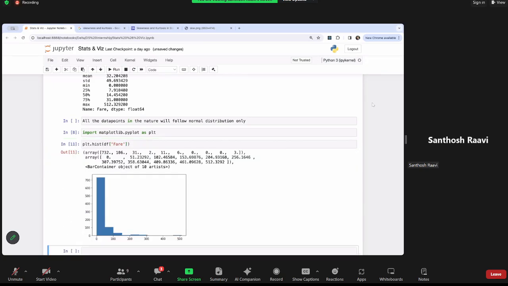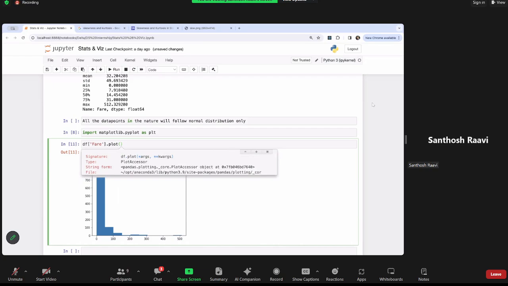I think there will be another way. Let me check. I think in pandas we will have PD, sorry, data frame of fare dot. We are having plot, right?